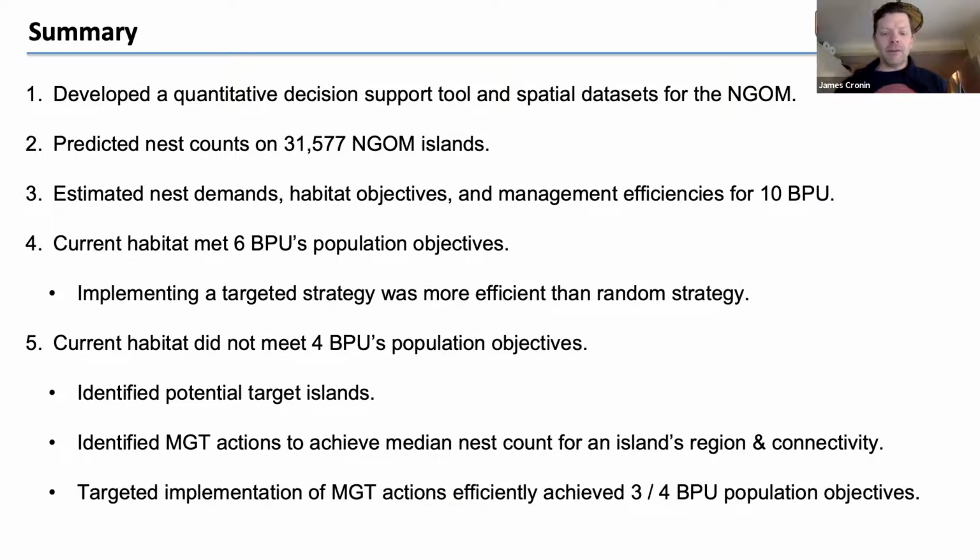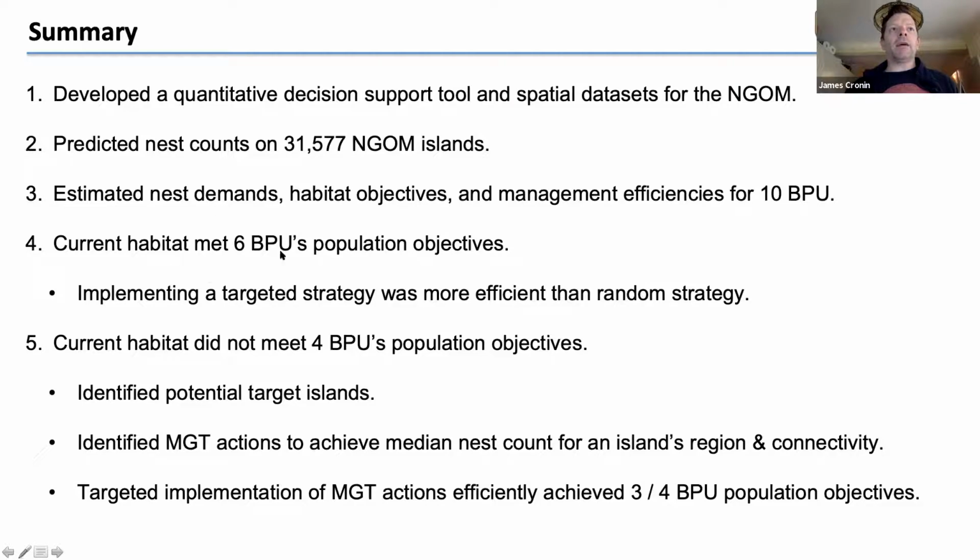Okay, so that's a ton of information. I just want to summarize what we've done. We developed the quantitative decision support tool and spatial data sets for the northern Gulf of Mexico, and we used those to predict nest counts on 31,577 northern GOM islands. And we estimated nest demands, habitat objectives, and management efficiencies for 10 of the biological planning units that had population objectives for brown pelicans.